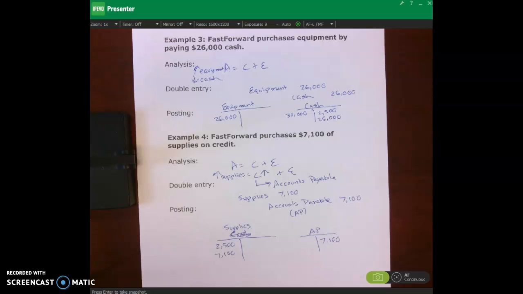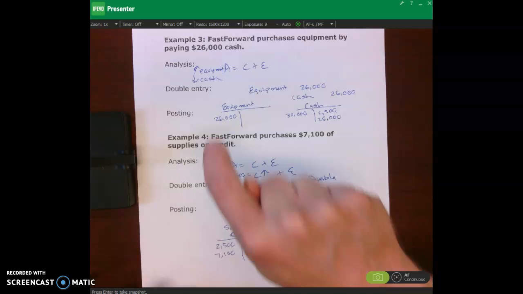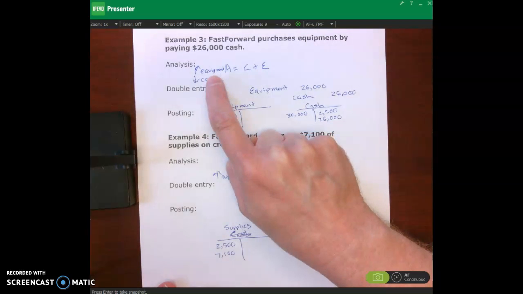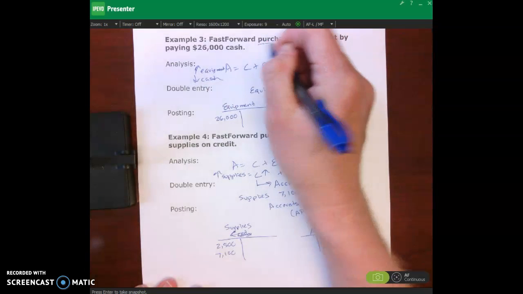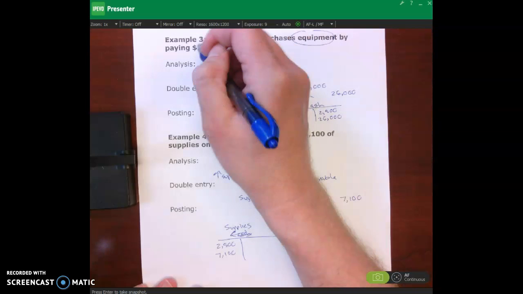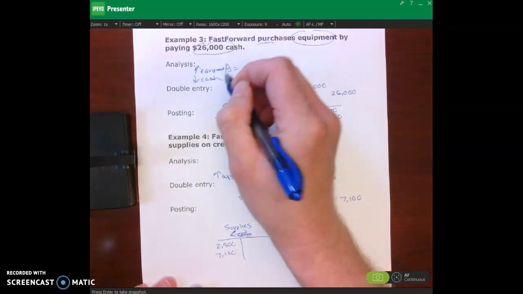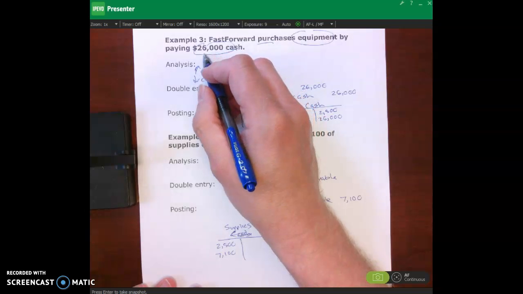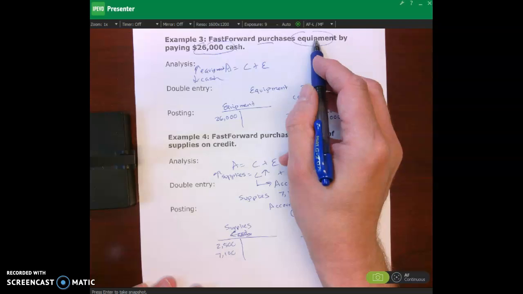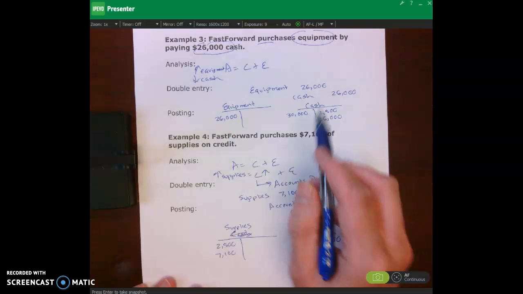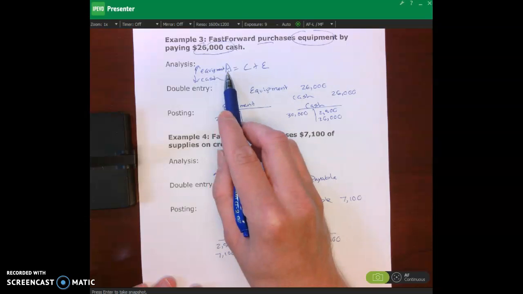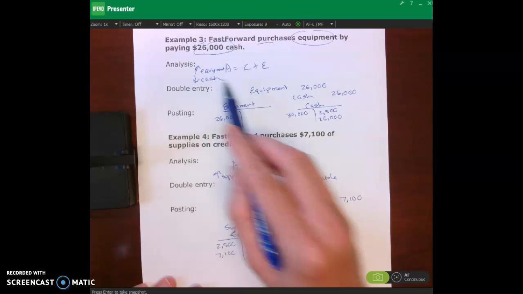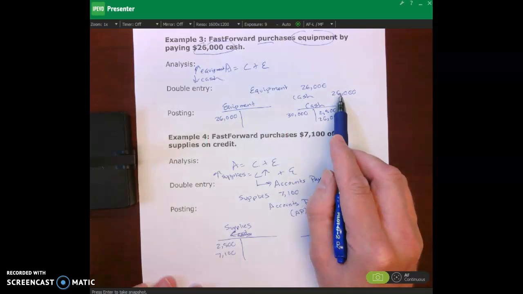So let's take a look at example 3 and see how you did. Fast forward purchases equipment by paying $26,000 cash. Equipment, which is one asset, is going up. Cash, another asset, is going down. How do I know that? Look at what it says. Purchases equipment, keyword asset, by paying cash, another asset. Whenever I pay cash, that means cash is going down. I purchase equipment. Equipment is going up. How do I recognize that an asset is going up? With a debit. So debit equipment. How do I recognize that an asset is going down, which is cash? With a credit. Debit equipment, credit to cash.